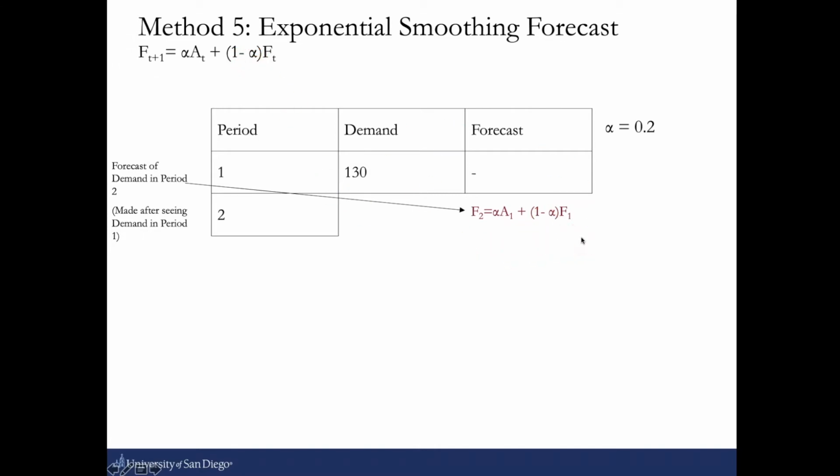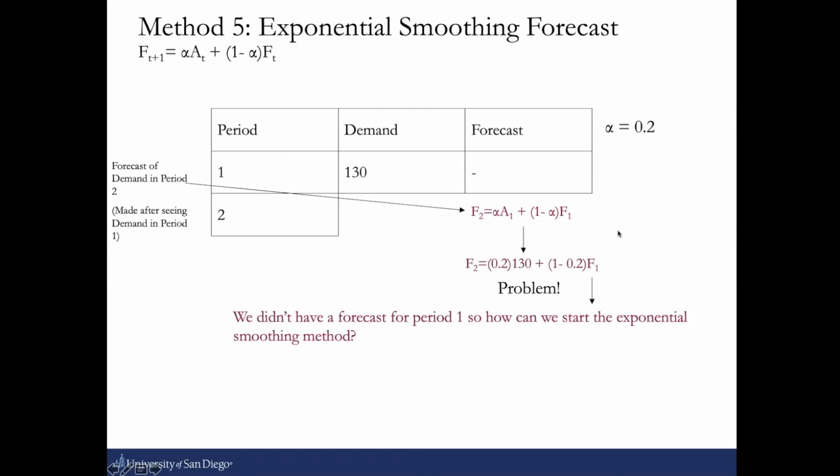We want to calculate the forecast for period 2 using the values in period 1. Okay? But we have a problem here. What is the problem? So I have alpha, which I assume to be 0.2. I have the actual demand for period 1, that's 130. But I do not have F1, right? As we can see here, we do not have the forecast for period 1. So how can we start the exponential smoothing method?